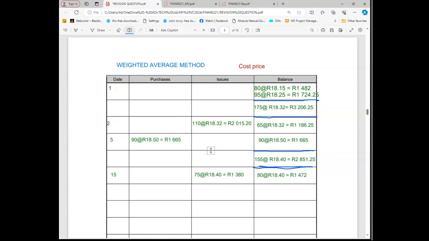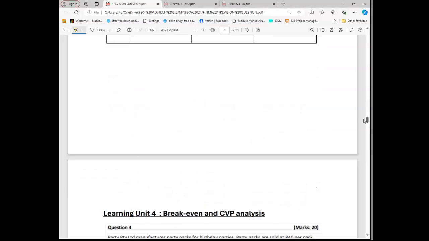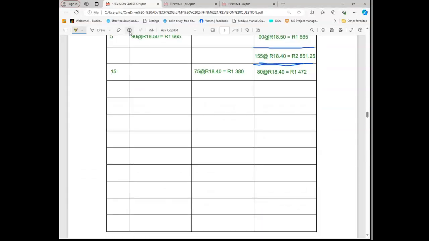No problem. The next date is the 20th. What happened? We purchased, bought. What do you think? 125 units at 18 rand 25 cents. What must I do? You're gonna take 125 units, put it under the purchases at 18 rand 25 cents. It's 18 rands, 25 cents.